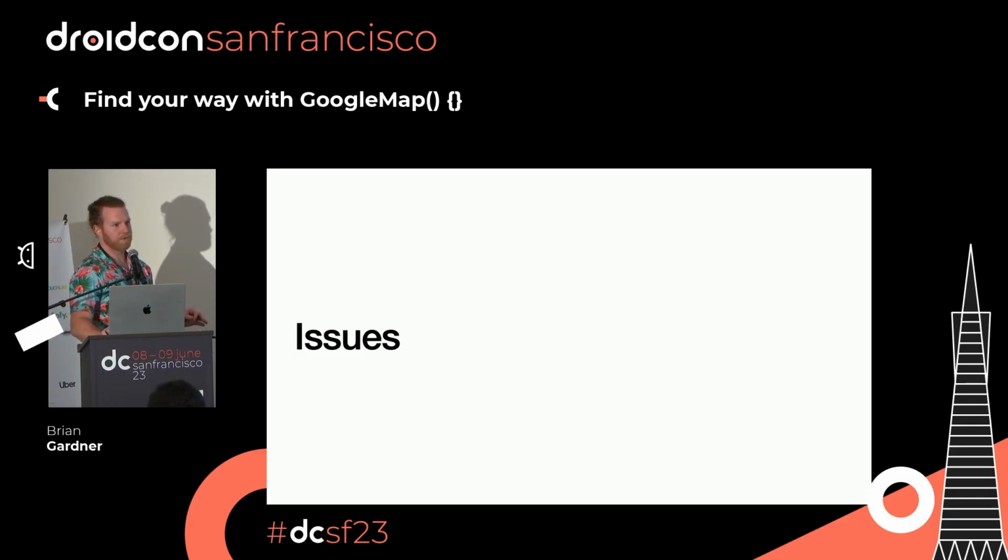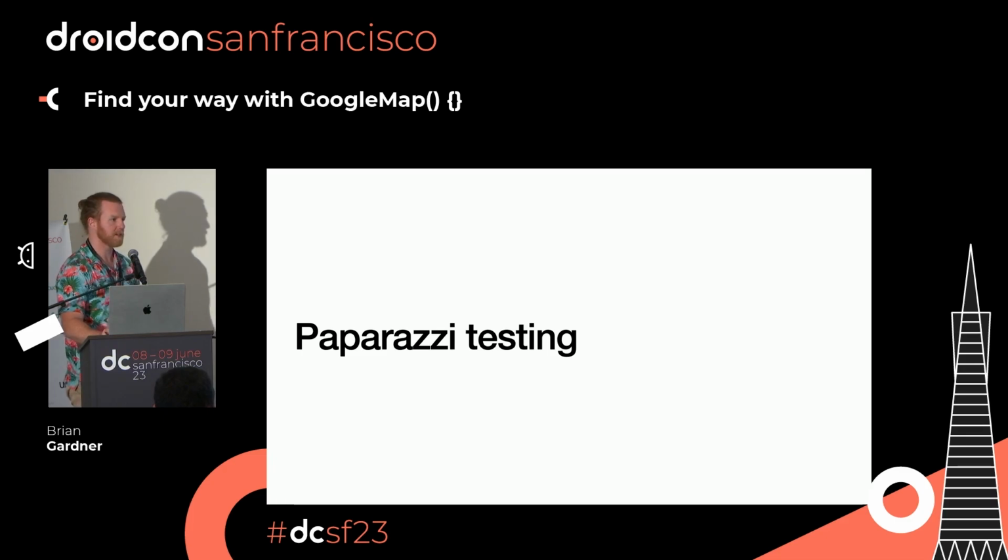Now, as we were going through this, we did run into some issues, and some that we are still facing at this point. One of which is with paparazzi testing. Now, if you are not sure what paparazzi is, the quick explanation is that it enables you to create a view on the JVM and take a snapshot of it. So you don't need an emulator or a physical device running. It kind of all happens. It uses the same technology that Android Studio uses to display the previews inside of Studio. So it's really quick, it's fairly easy to set up, and it doesn't work with the map.